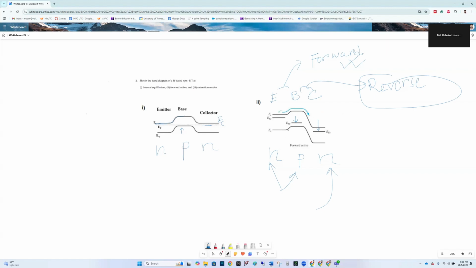So if you compare this with the PNP in the previous question, this is just a flip, I think. Okay, so the working principle is exactly the same, just the orientation is different here. And now let's move to the saturation mode case. Let me bring the solution here.